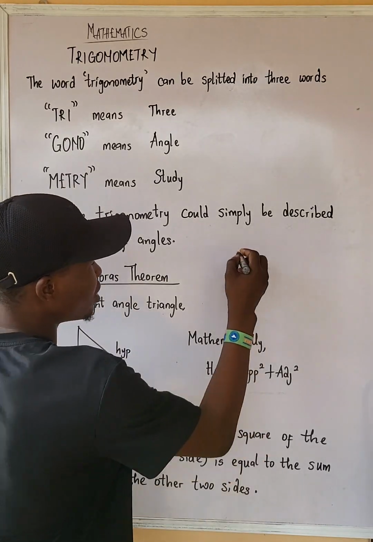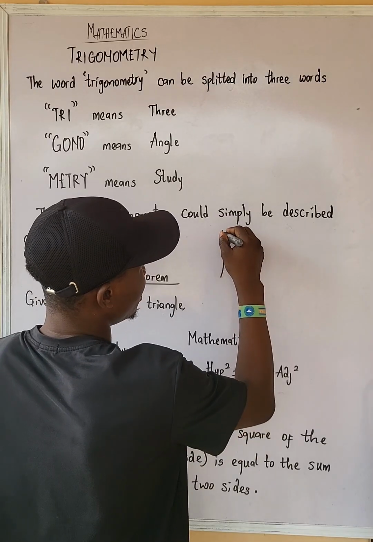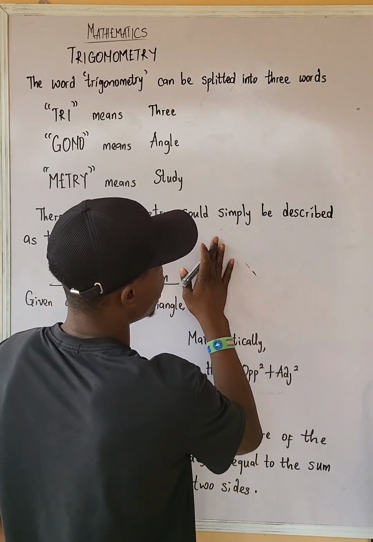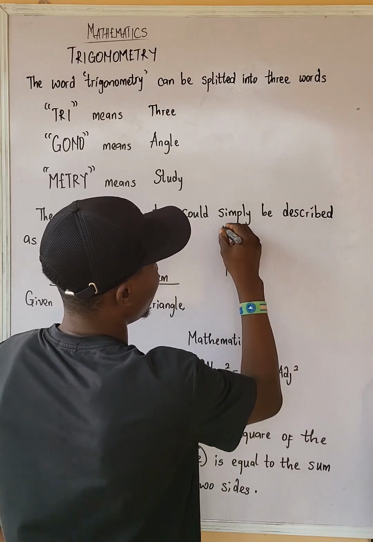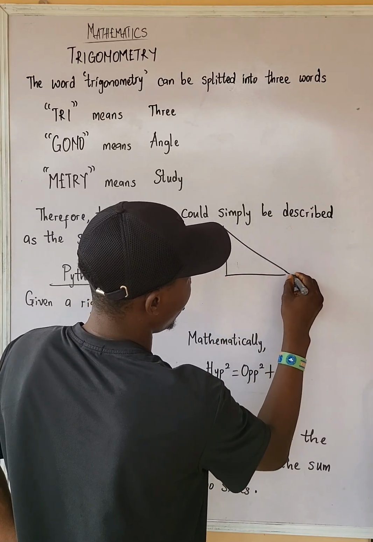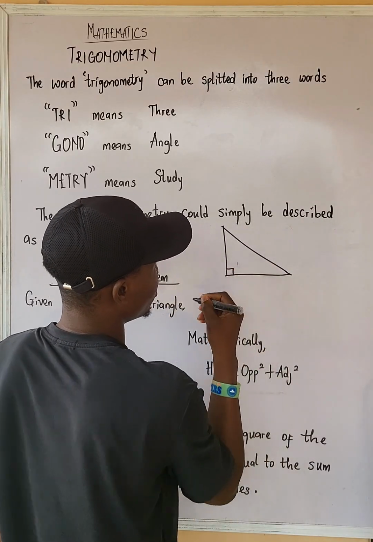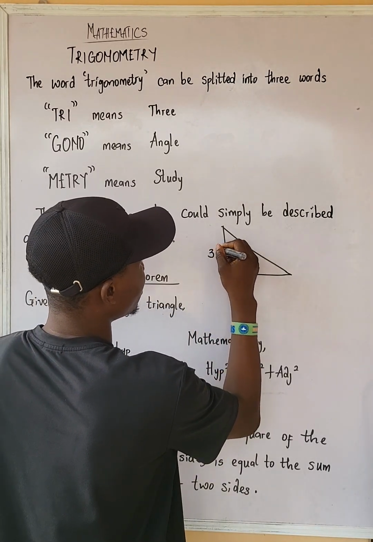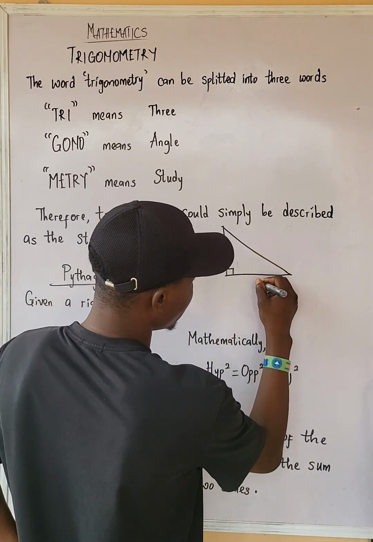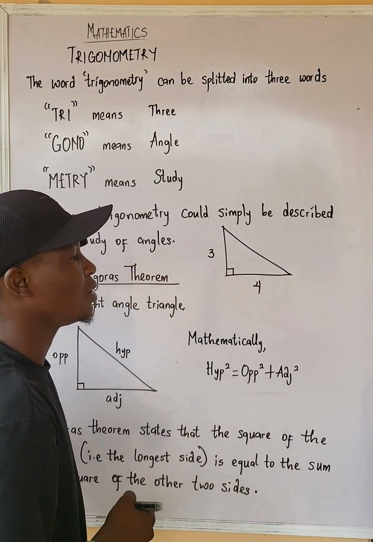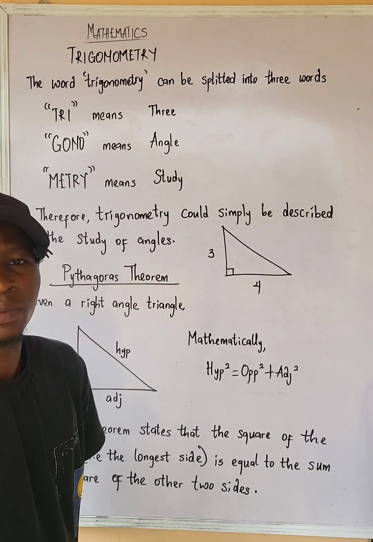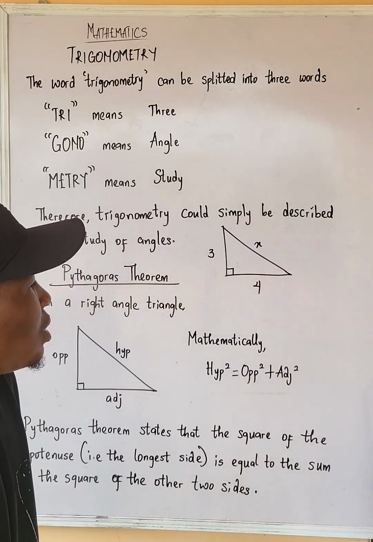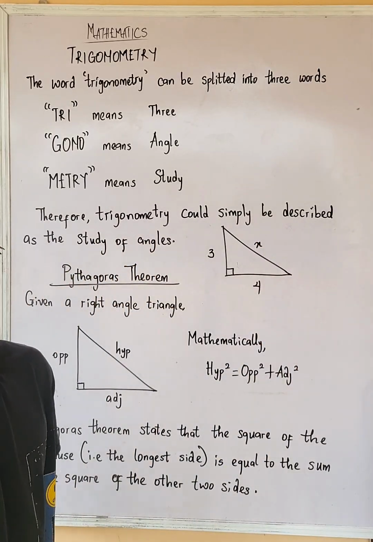Now let's just do one example and see. Let's say we were given a diagram. This is our right angle triangle, right? So we're given 3 and we're also given 4. Now, we are told to look for, let's call this place X. How do you look for X?